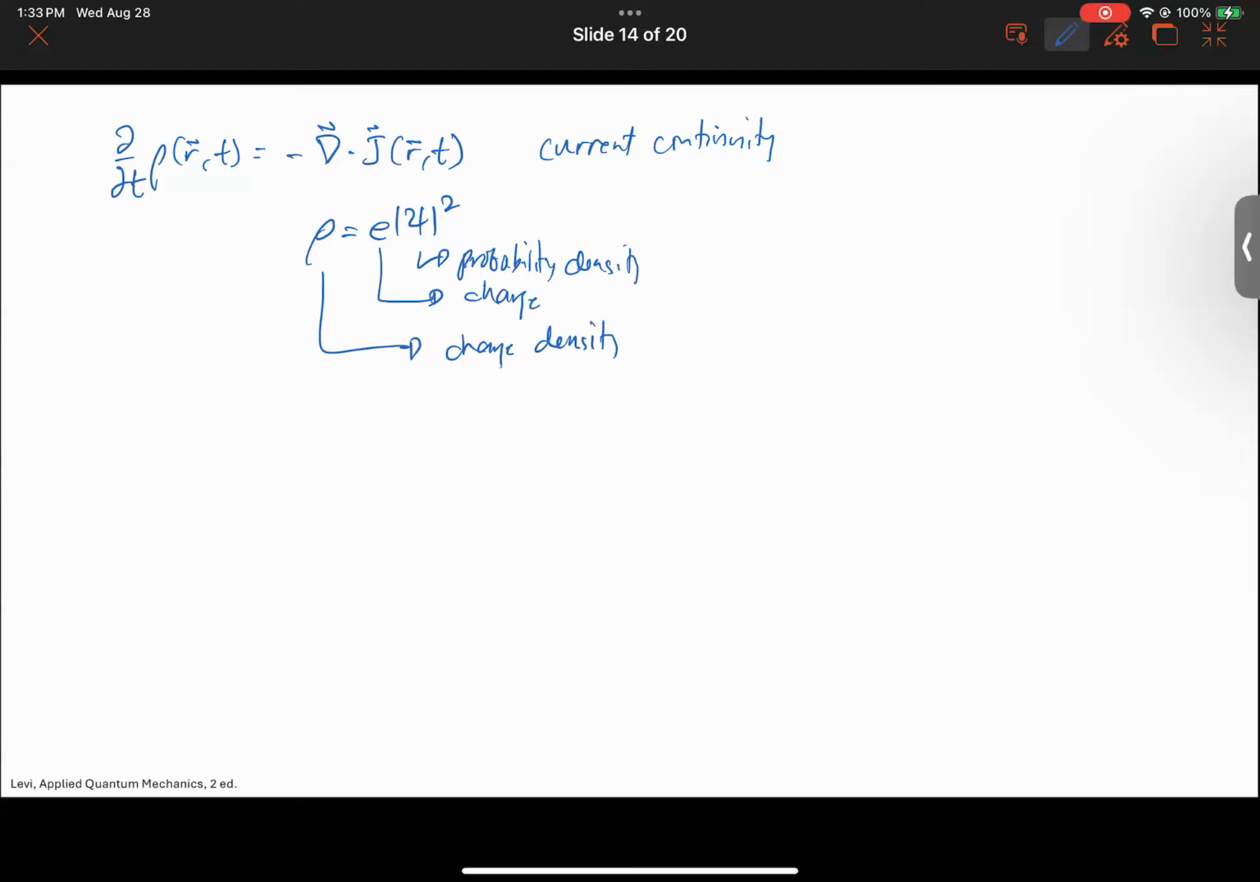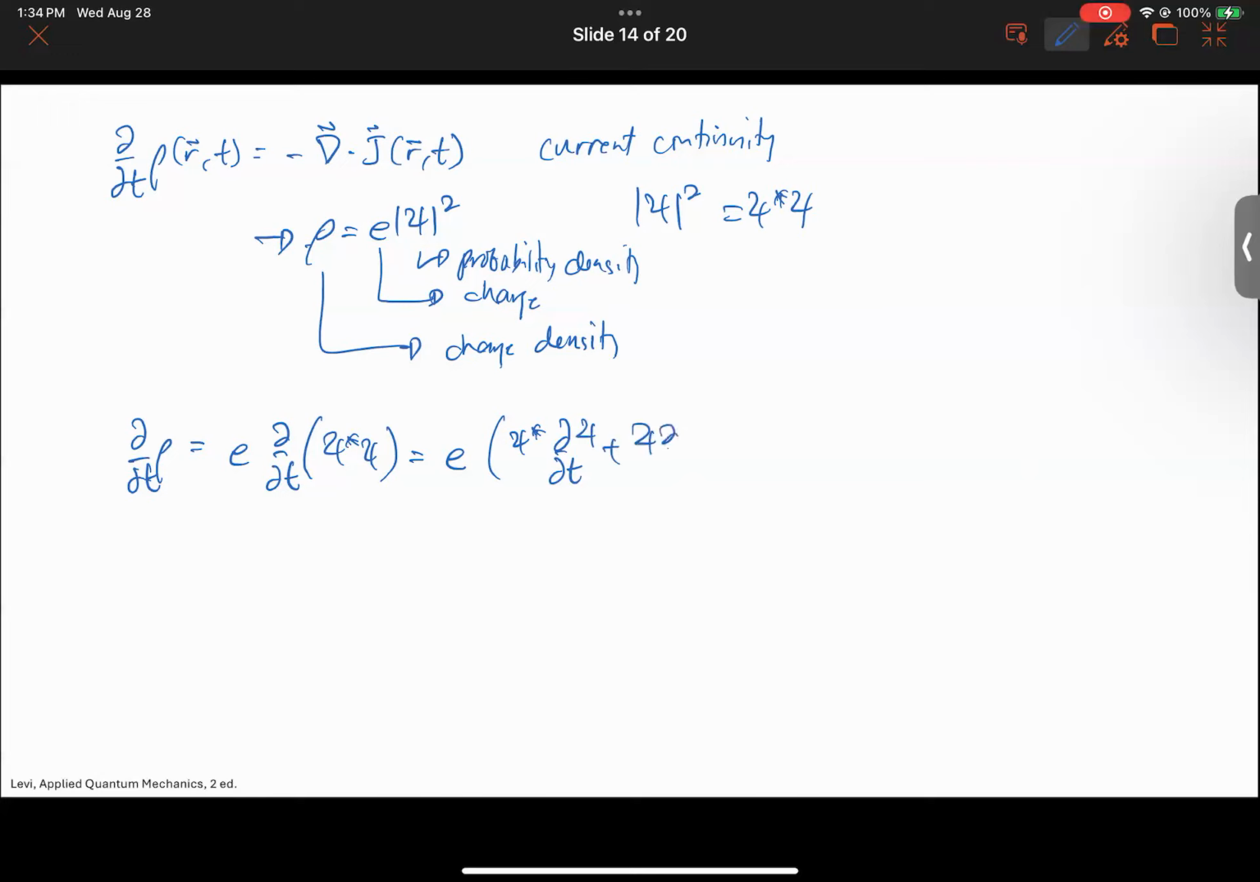Which means na if we take the derivative with respect to time nung expression na ito, we have E partial with respect to t ng psi star psi. Remember, this is just psi star psi. So equal to E times psi star partial with respect to t ng psi plus psi partial with respect to t ng psi star.